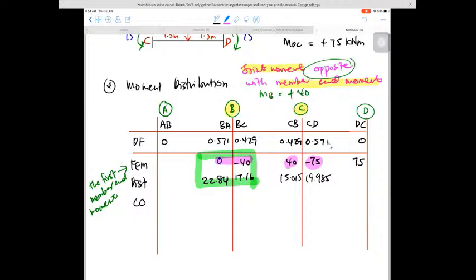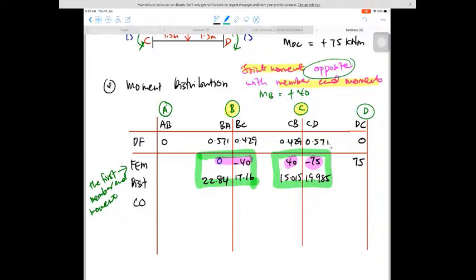So 35 times 0.429 is equal to 15.015, and 35 times 0.571 is equal to 19.985. Again for checking, all these four values must equal 0. MC is equal to 0, MB is equal to 0, because at the roller support, at B and at C, the moment is equal to 0.